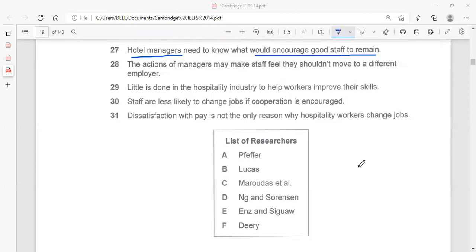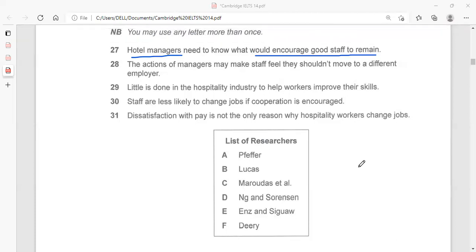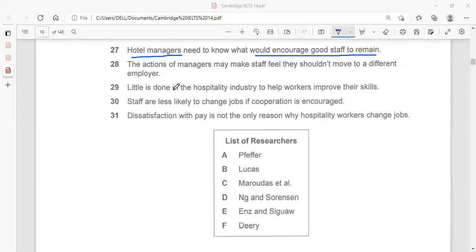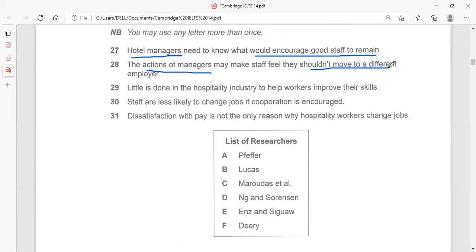Done, guys? Can we discuss? Okay, let's work on the 28th one. The actions of managers may make staff feel they shouldn't move to a different employer. So the actions of managers, which means management, may make staff feel they shouldn't move to a different employer. So it's talking about management involvement, the actions of managers or hotel managers.